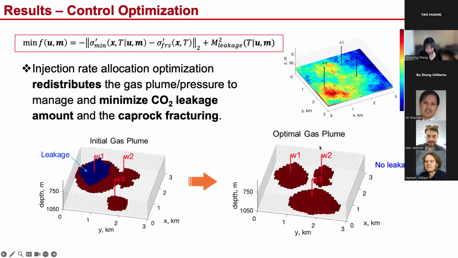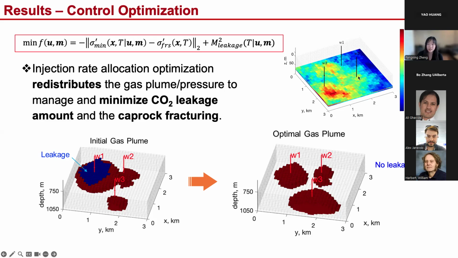So let me show you an example of the optimal result that I obtained from this proposed optimization process. This is my initial setting of the well control, plotting the initial gas plume, and this is my optimal gas plume with optimized control schedules of these three wells. As you can see, the initial gas plume has been redistributed. The blue plumes are showing the leakage that's happening at well 1. After optimization, you can see that the gas plume from well 1 is being shifted to well 3.